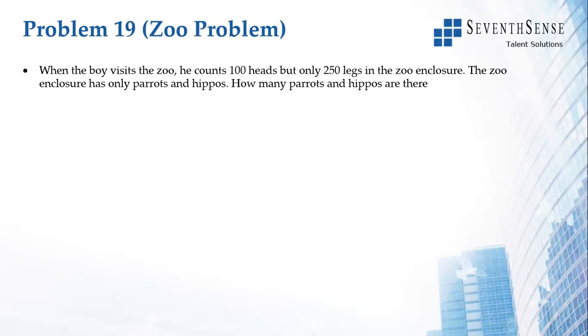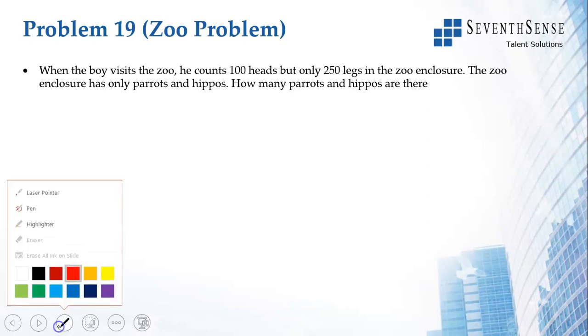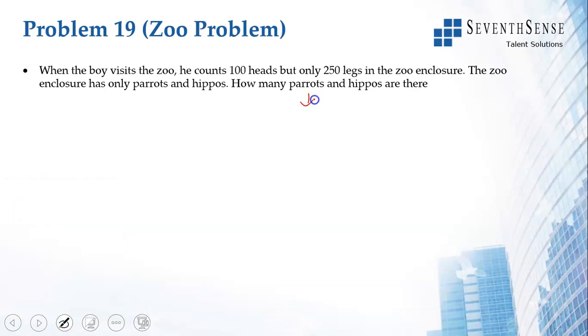So how many parrots and hippos are there? If there are only parrots and hippos, the parrot has only one head, and the hippo also has one head, right? So this is one head, this is one head, but the parrot has 2 legs and the hippo has 4 legs. Okay? So just remember this.